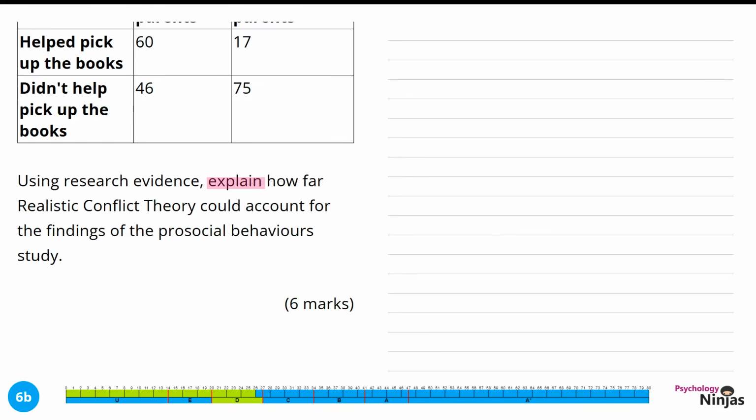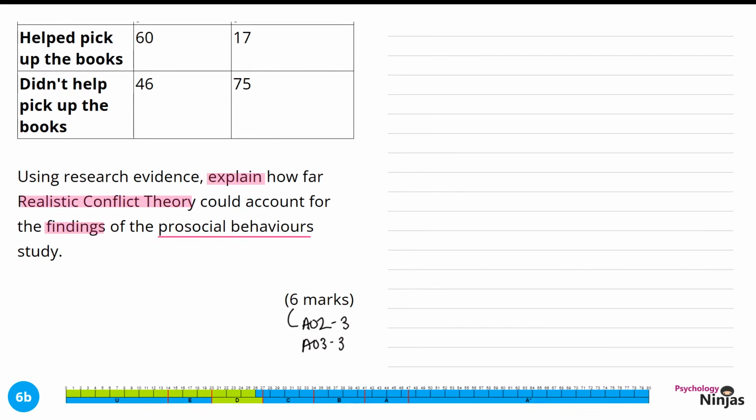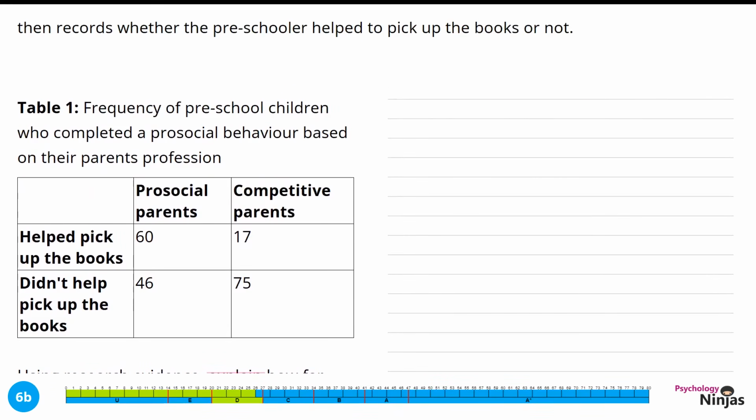It also has some assumed psychological knowledge in terms of realistic conflict theory and that we understand this theory. We need to link these into particular findings that we have been given from our data set. And all of that needs to apply to this particular study in terms of pro-social behaviours. So we get 3 marks for our AO2, linking those findings into realistic conflict theory, and 3 marks for explaining how far those findings are justifiable using research. Let's have a look at a response.